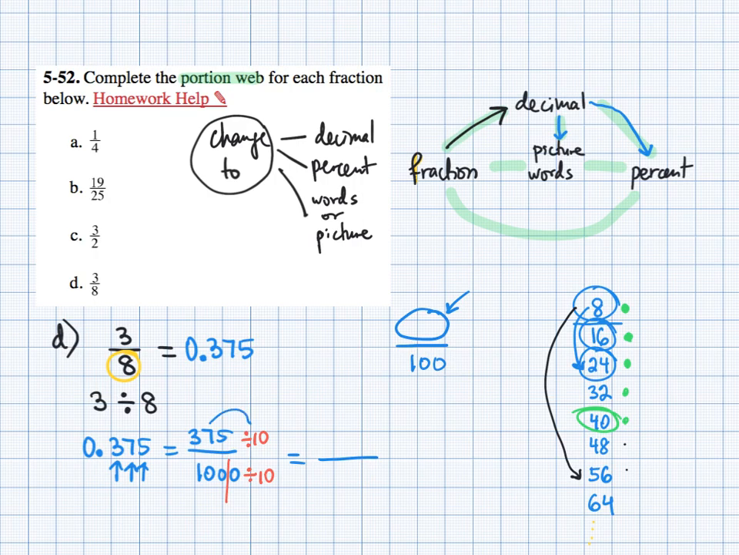So on top, 375 divided by 10 shrinks to 37.5. It shrinks by 1/10. And then the 1,000 shrinks by 1/10 as well, so we have 100. Now there's our percent: 37.5%. Now, another way I think about percents is when we think of cents or money.